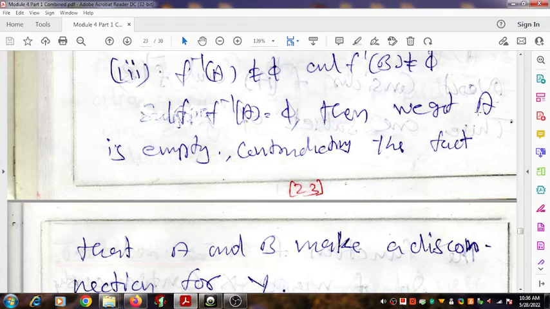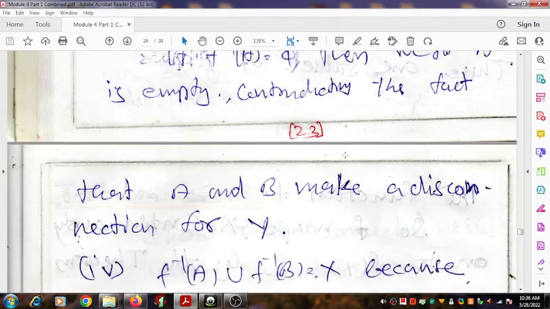Because A and B make a disconnection, A is non-empty. Since A is non-empty, and f of f inverse of A is equal to A, in one way we get that A is empty, and the other way we know that A is non-empty. Thus we get a contradiction.